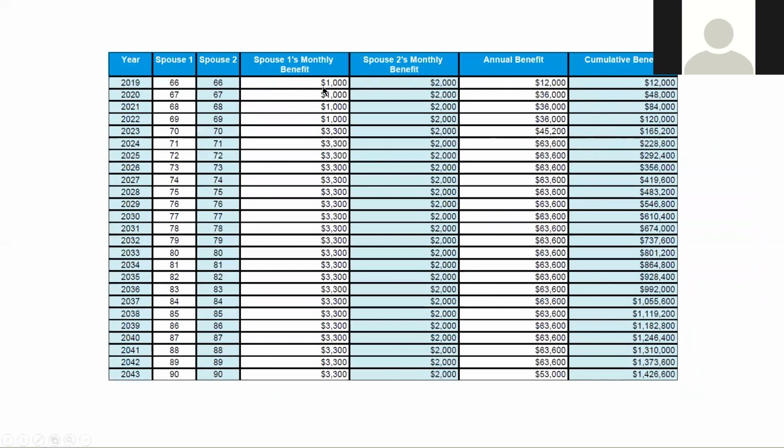All right, so here we are. Spouse two, let's start here, files for their benefit at full retirement age. Like we said before, it's $2,000 a month. Excellent, they get $2,000 a month. They're going to get that the rest of their life, plus cost of living adjustment. Spouse one, though, is grandfathered in and is eligible for restricted application.